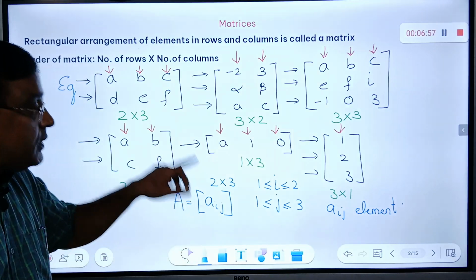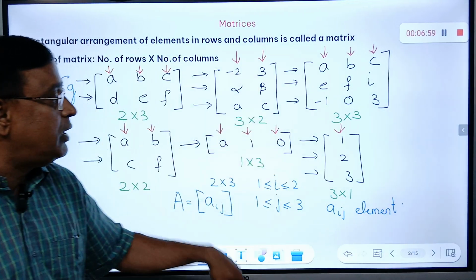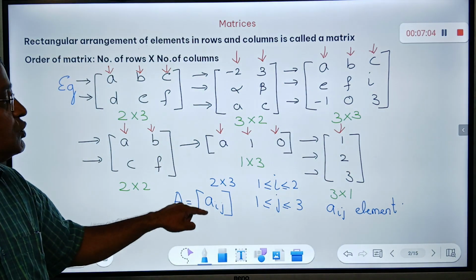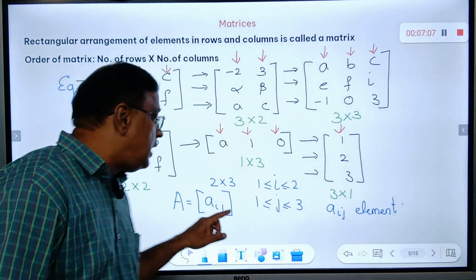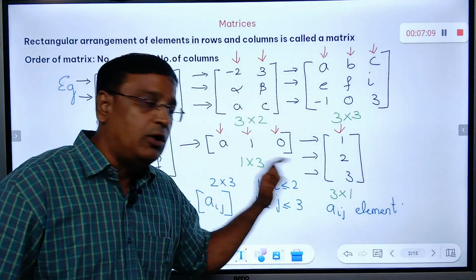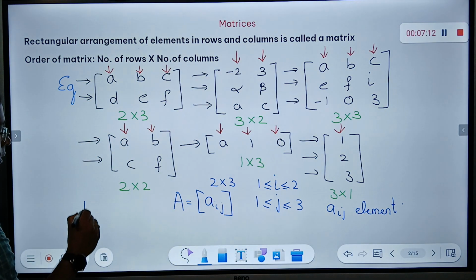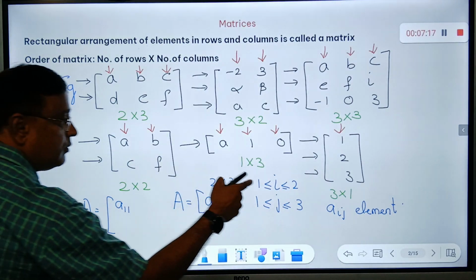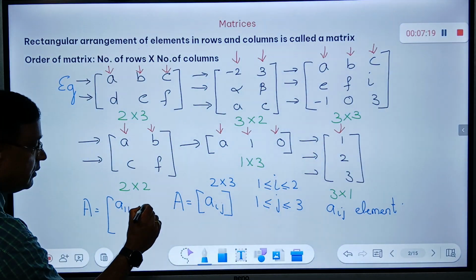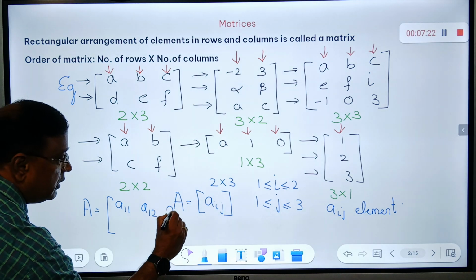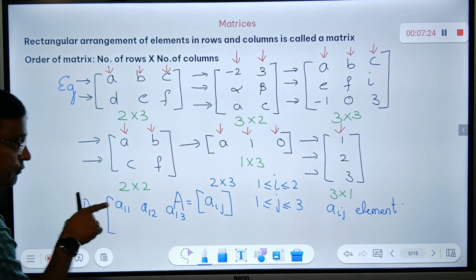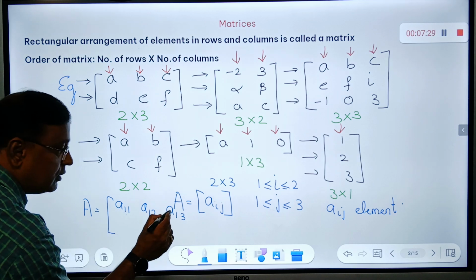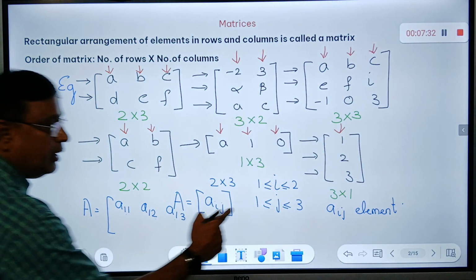So the first suffix, I am not saying i stands for row and j stands for column. I am saying the first suffix, here the first suffix happens to be i. So i stands for row and the second suffix j stands for column. Now how do I write this? I can write it as A11. When i is 1, j is 1. Then A12, A13. You see, first row, first column element. First row, second column element. First row, third column element. And there are only 3 columns.